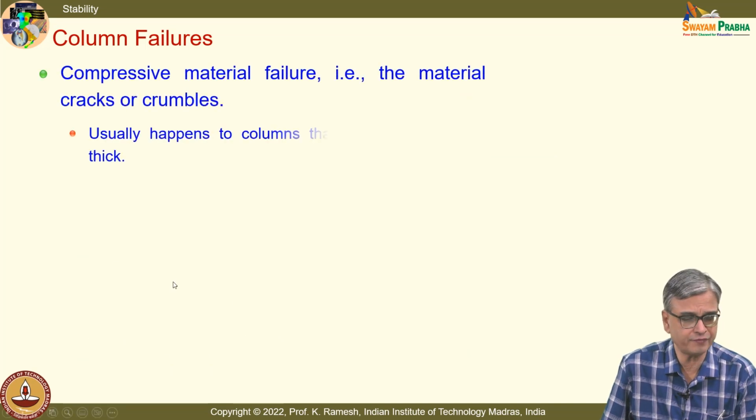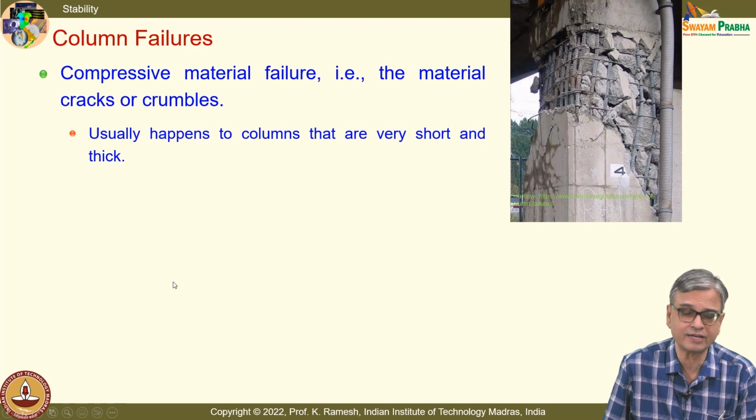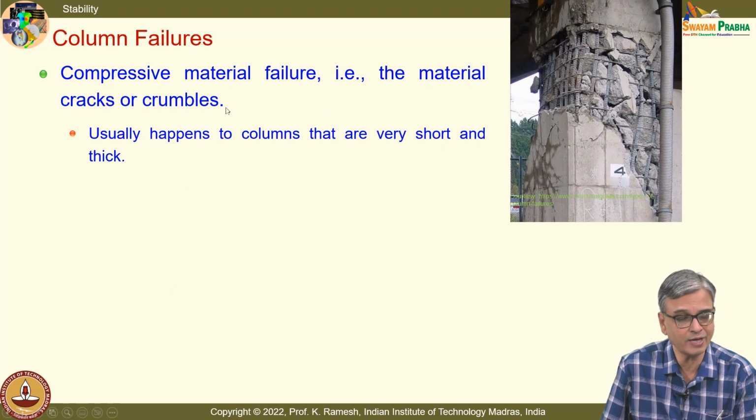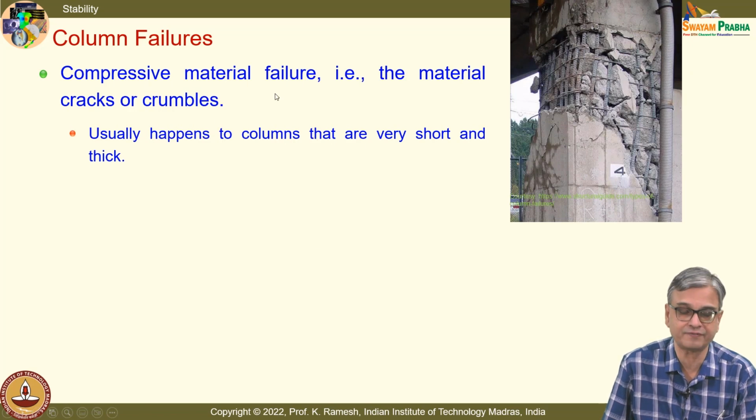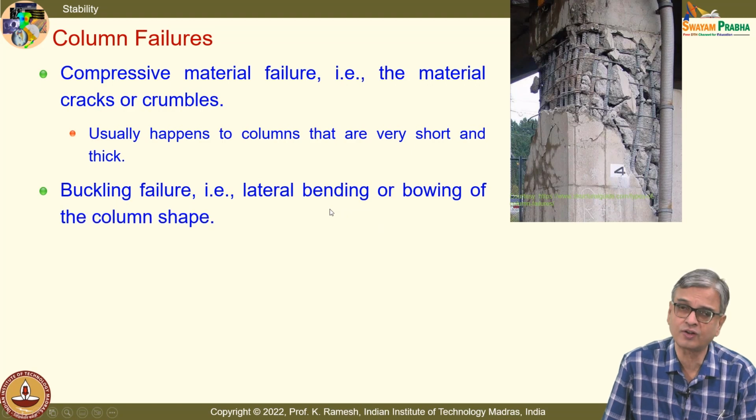And once you say column failures, one of the things that you can think of is the material failure. You have a compressive material failure when you have a column which has a big cross section. When you see the next set of slides, you will see that those columns are thinner compared to this. And when I have a short column, you can have a compressive material failure. So, it usually happens for columns that are very short and thick, it just crumbled, fine. You also have what is known as a buckling failure.